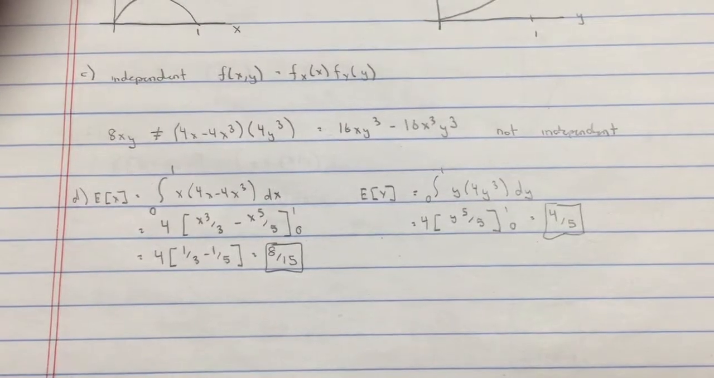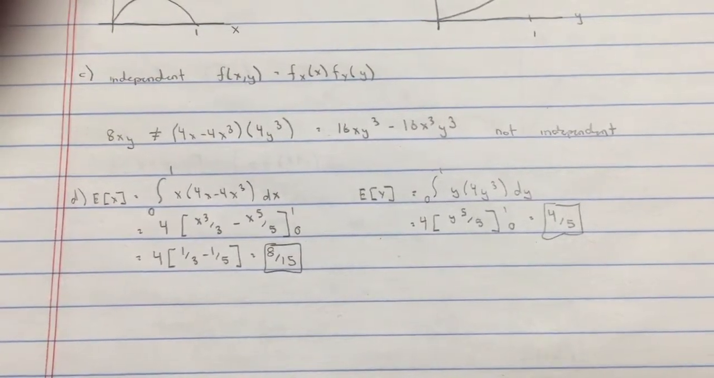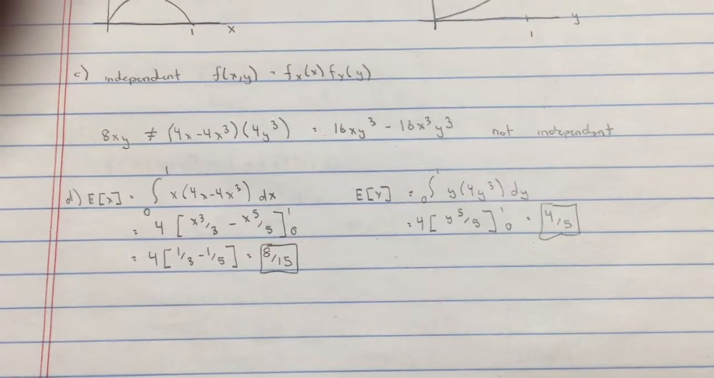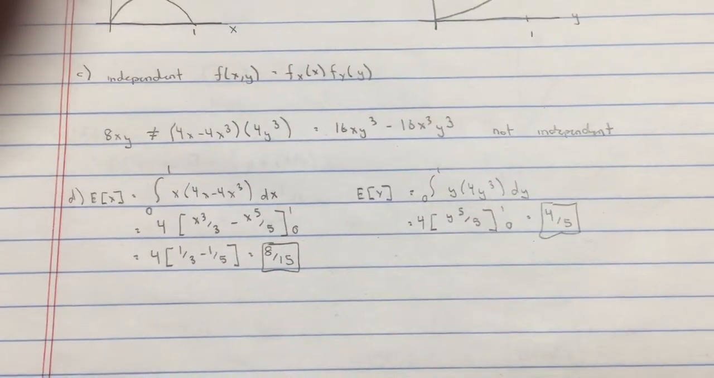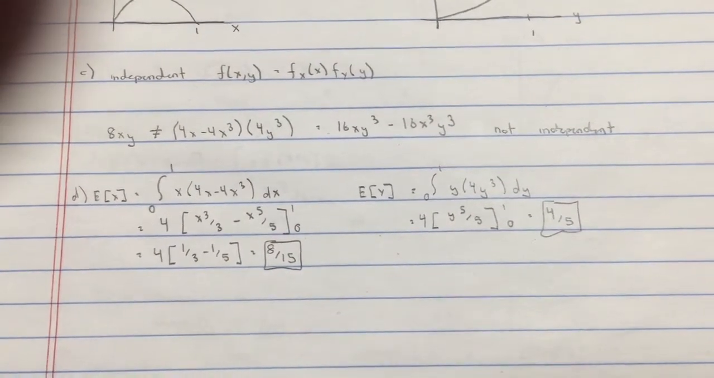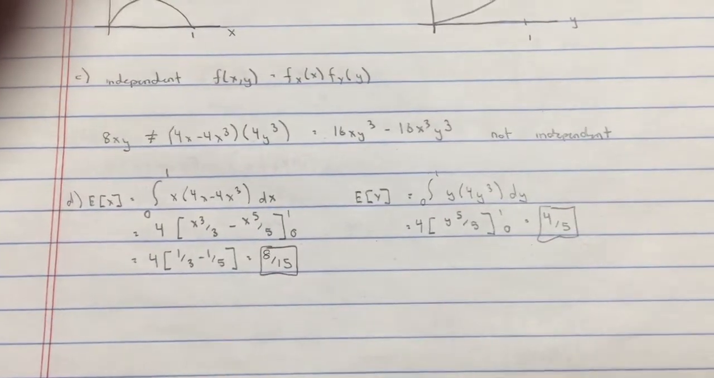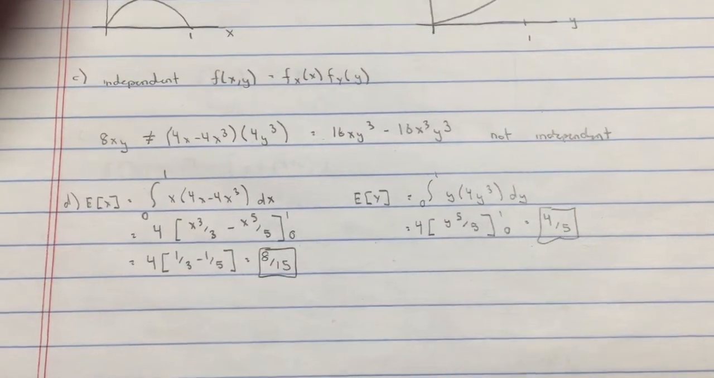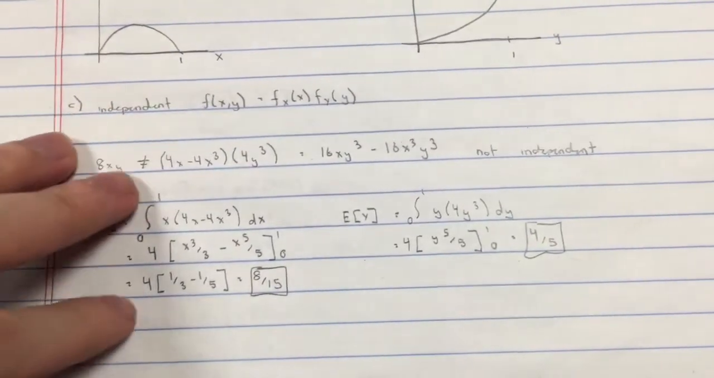For the expected value of y, it's simply the integral of y times f_Y(y) dy over the bound of y. Similarly, the bound of y is also from 0 to 1. When you integrate that out, you get 4/5 for the expected value of y.